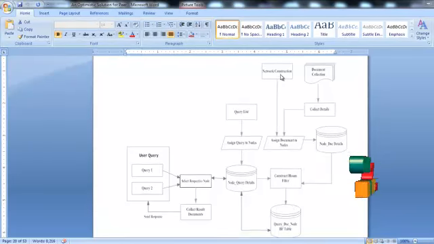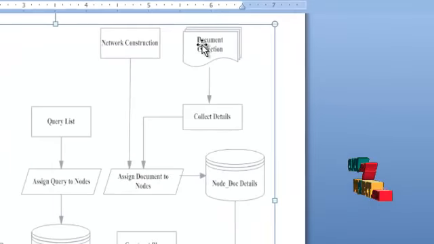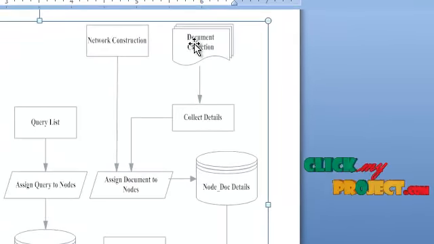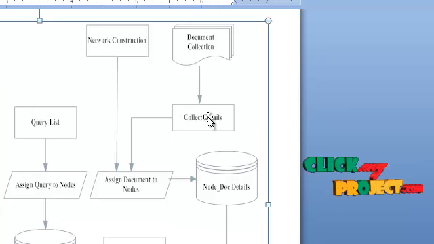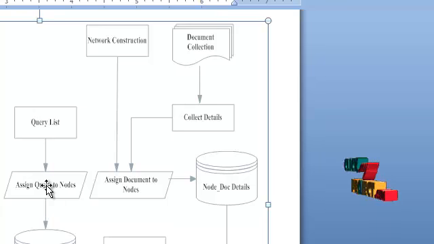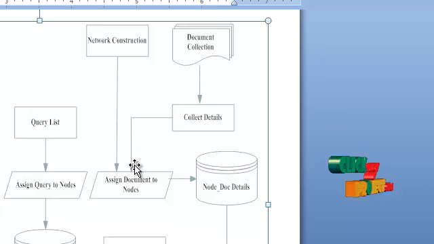Now I will explain the system architecture of this process. Initially, we have to construct a network based on the peers, and the peer count is according to the user space. Then we will collect the documents that contain some user query keywords. This process is done before issuing the user query. We will collect those document details, and we will provide document IDs to each document. Then we will create the query list, and we will assign queries to nodes, and that gets stored in the database. We will assign the documents to nodes, and that also gets stored in the database.